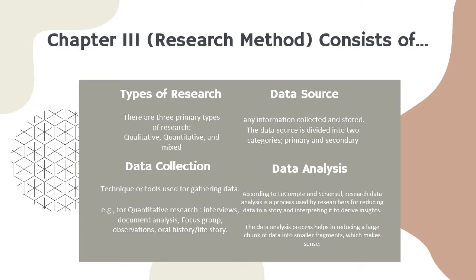What does Chapter 3 consist of? Chapter 3 consists of types of research. There are 3 primary types of research, for example, qualitative, quantitative, and mixed. The second is data collection. This is a technique or tools used for gathering data. For example, quantitative research using interviews.